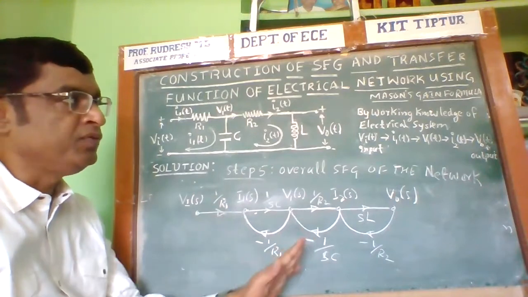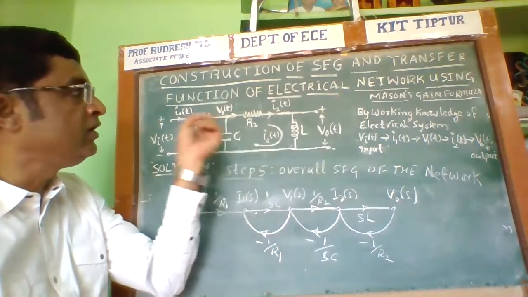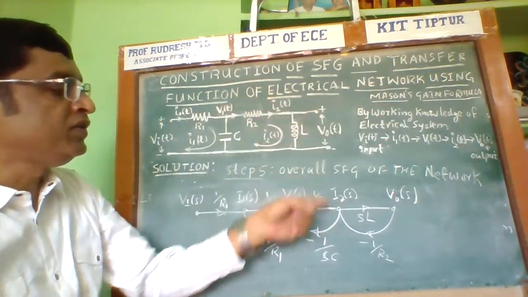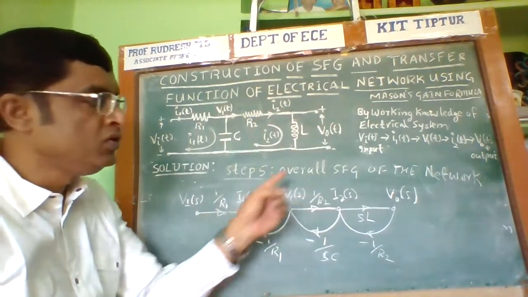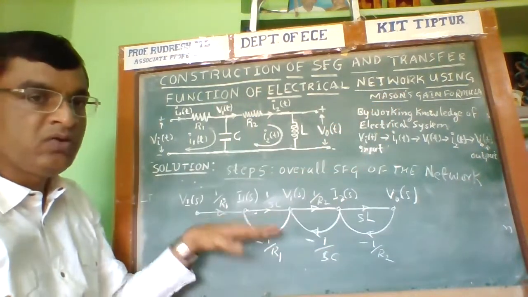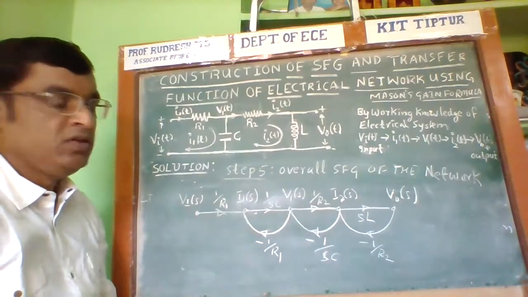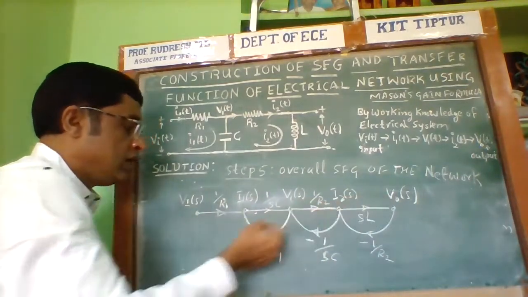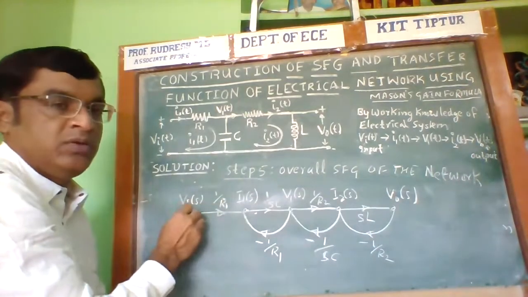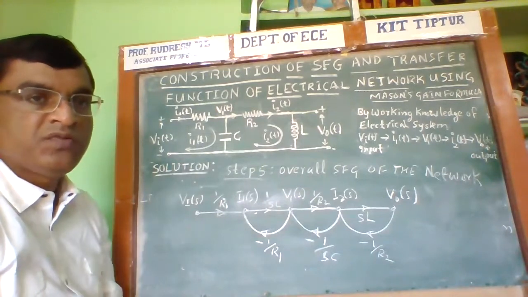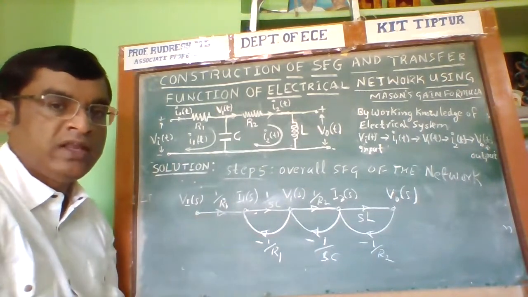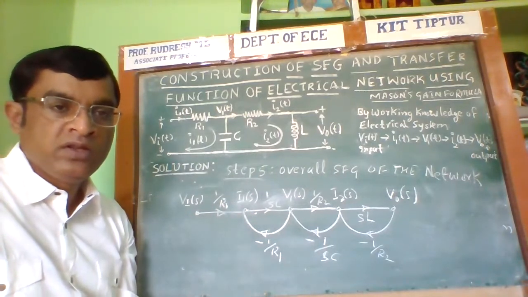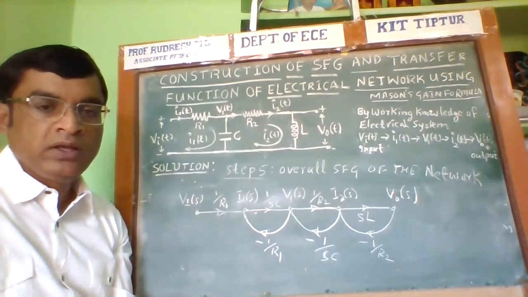In the next step, what should we calculate? We should calculate the transfer function of this particular signal flow graph using Mason's gain formula. Now we need to apply Mason's gain formula for this particular signal flow graph. Now, what is the transfer function? We need to calculate V0 of S divided by VA of S, which is the transfer function or overall gain of this particular signal flow graph. This is going to be explained in the next step.